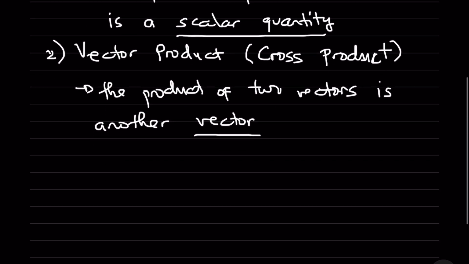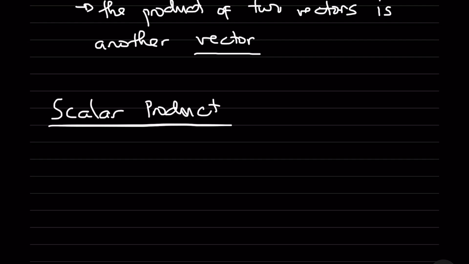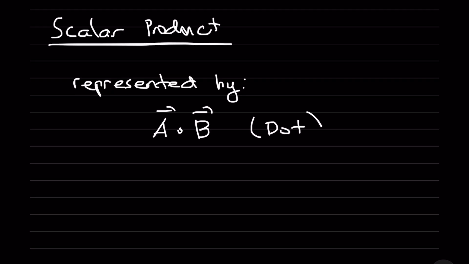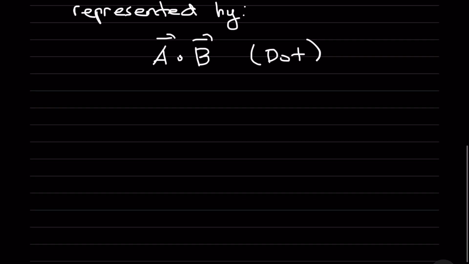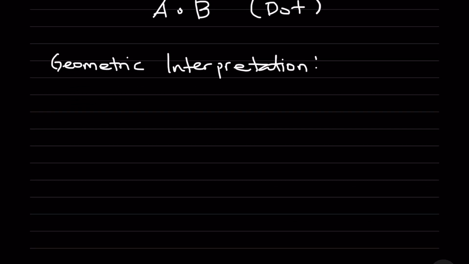In this video, we're going to discuss scalar product first. We will give examples, and then later on, we will tackle vector product. A scalar product is represented by the following: A dot B. That is why scalar product is also known as the dot product. Let us first discuss the geometric interpretation of the dot product.